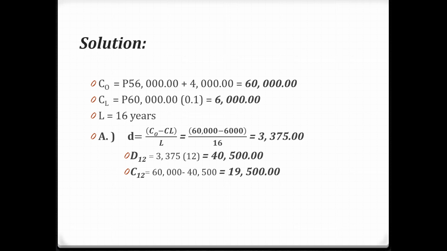Buy and buy, no? So, yun. Yung book value at the 12th year, ibawas mo lang yung accumulated depreciation. So, 60,000 minus 40,500, we have 19,500. Remember, class, ang pinakasagad na book value is yung book value niya sa useful life. In this case, yung pinakasagad, C16. Kaya pag kinumpit mo yung C16 dito, it will just yield to the salvage value na 6,000. So, hindi na siya pwedeng bababa sa 6,000.